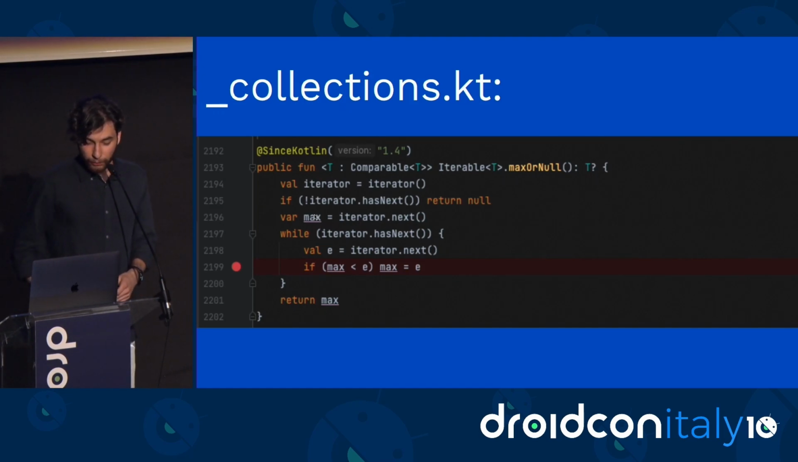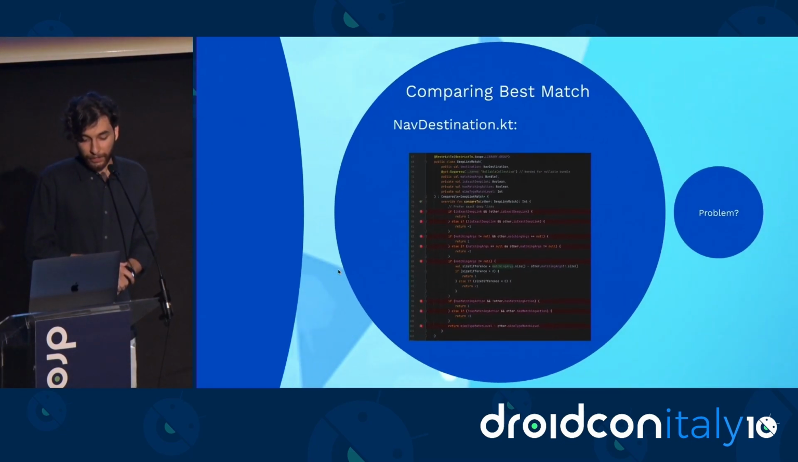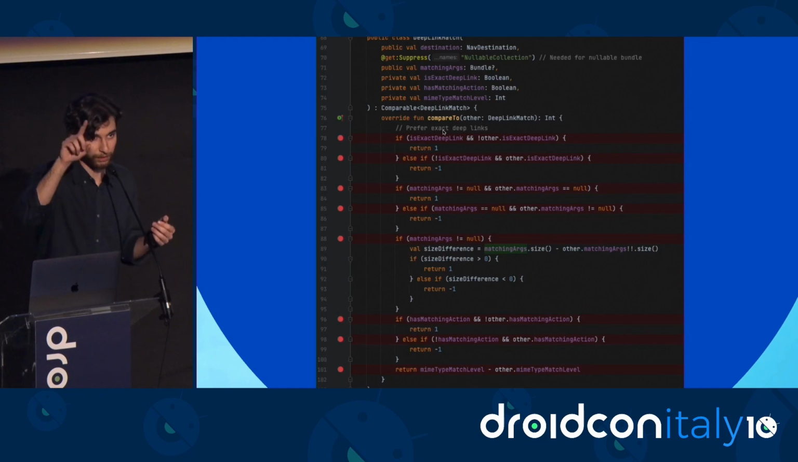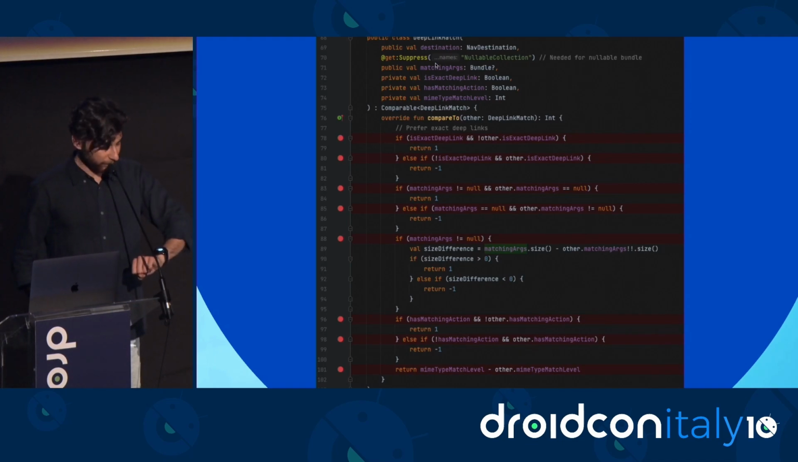But I went to see how this comparison is implemented for nav destinations. I mean, they are not numbers that you can easily compare, so there must be something. Digging deep inside the code, I found in the NavDestination.kt file the compareTo function overridden. compareTo is basically what gets called when you use the comparison operator on nav destinations. We have 4 parameters here: matching args, isExactDeepLink, hasMatchingAction, and mimeTypeMatchLevel.